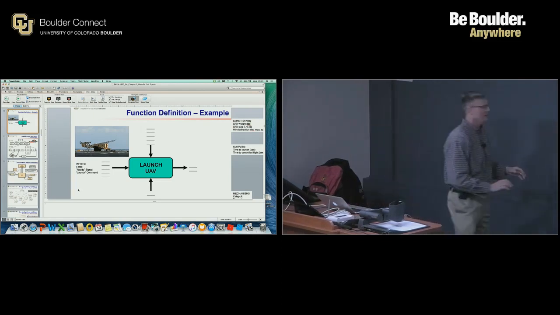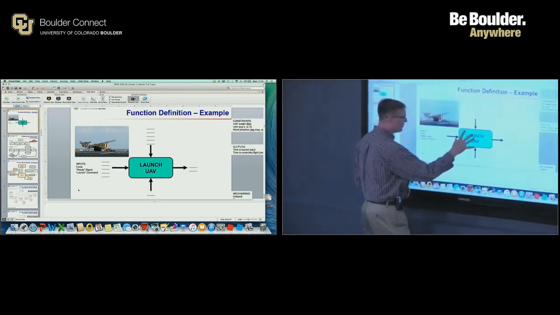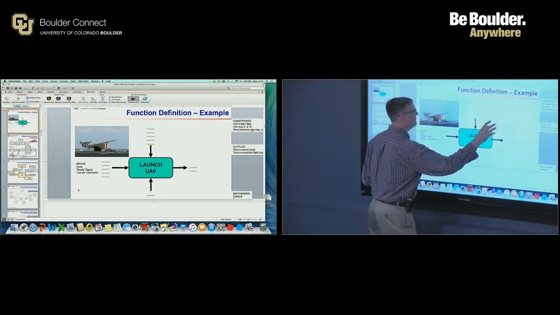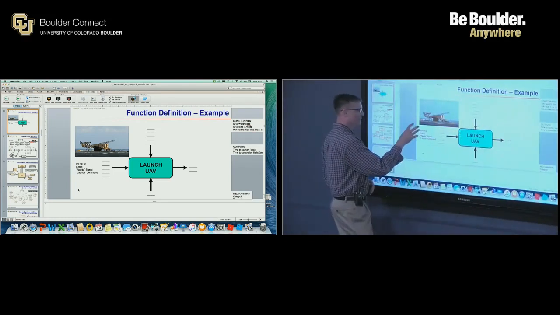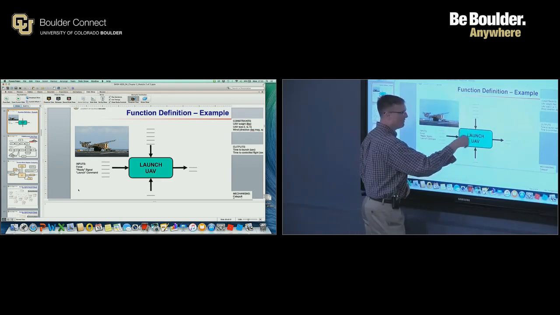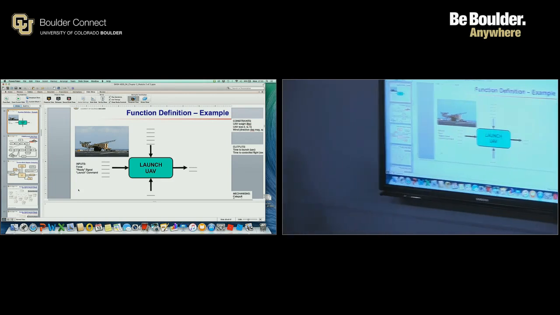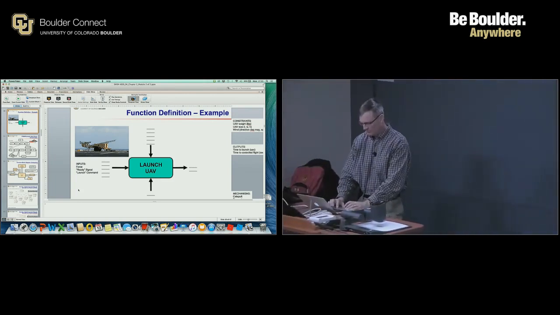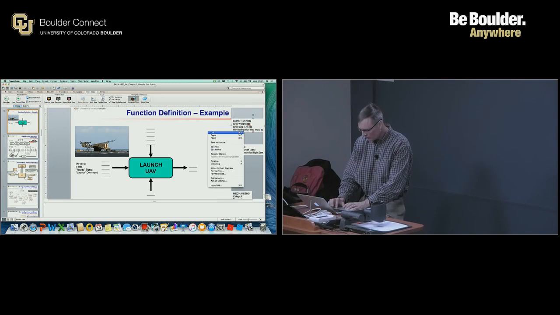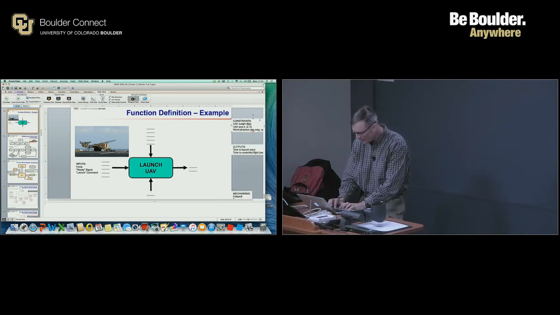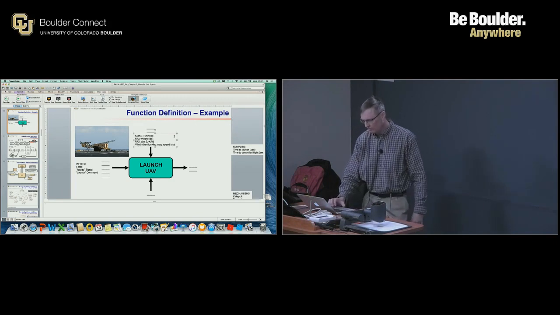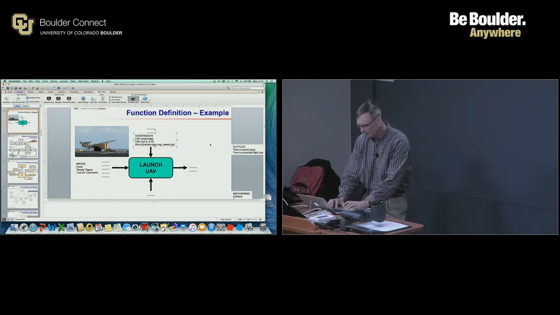So remember that the inputs are converted by the function into an output. The force is converted by the launcher into a launched UAV, which is what I'm trying to get at. For constraints, what I had come up with were these: the size of the UAV, the weight of the UAV, and the wind direction.